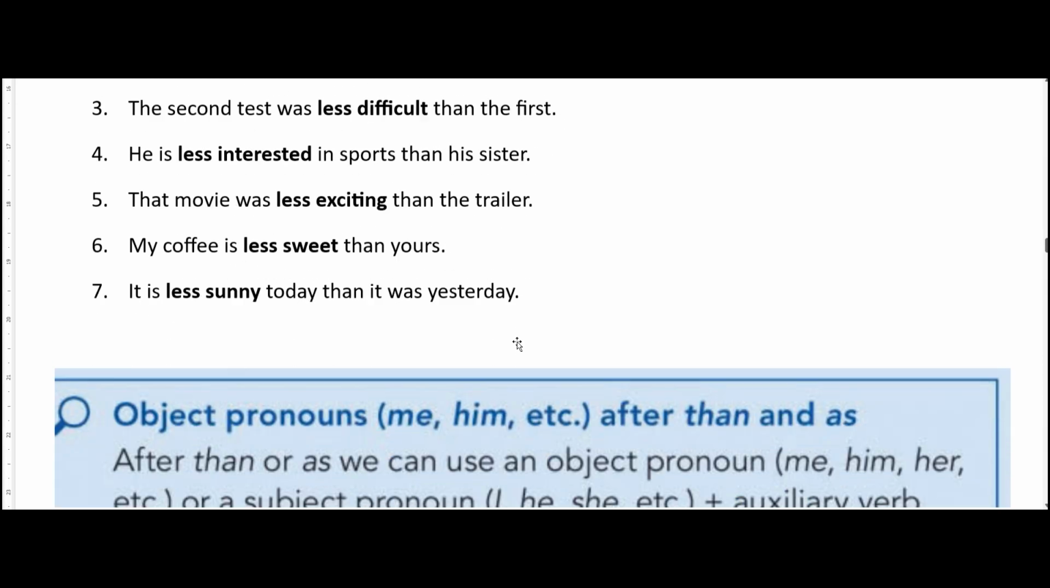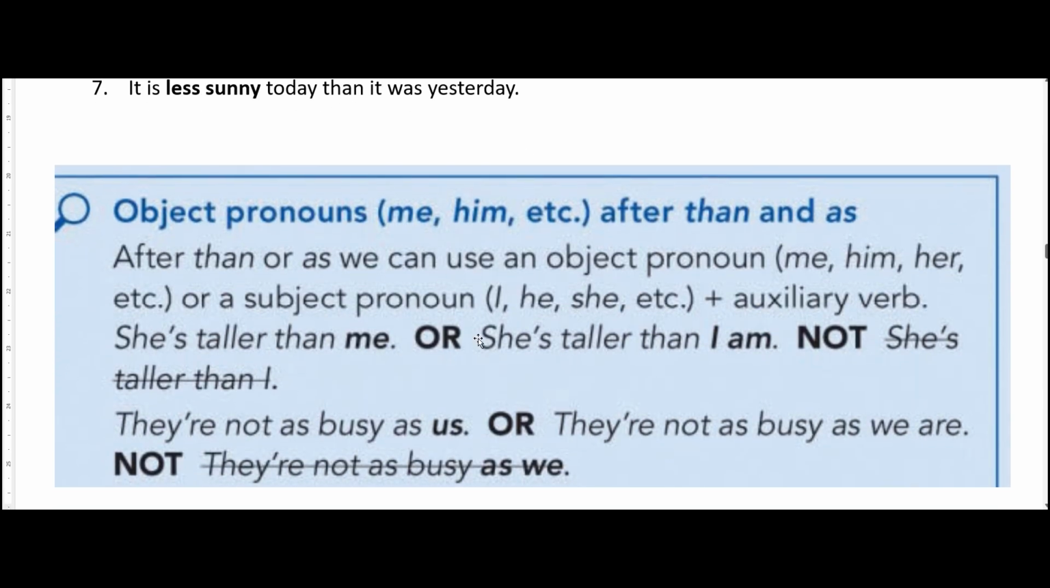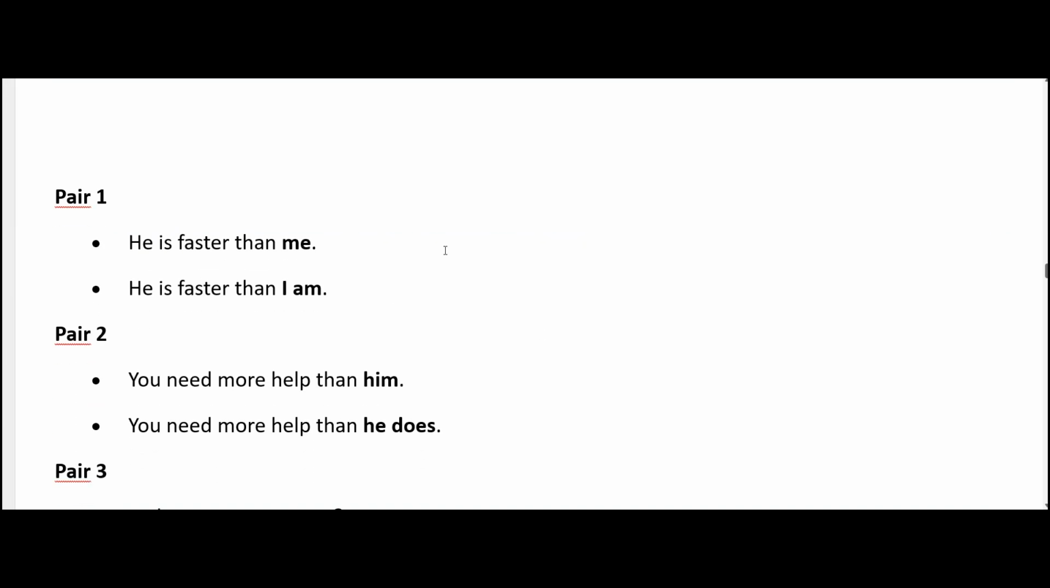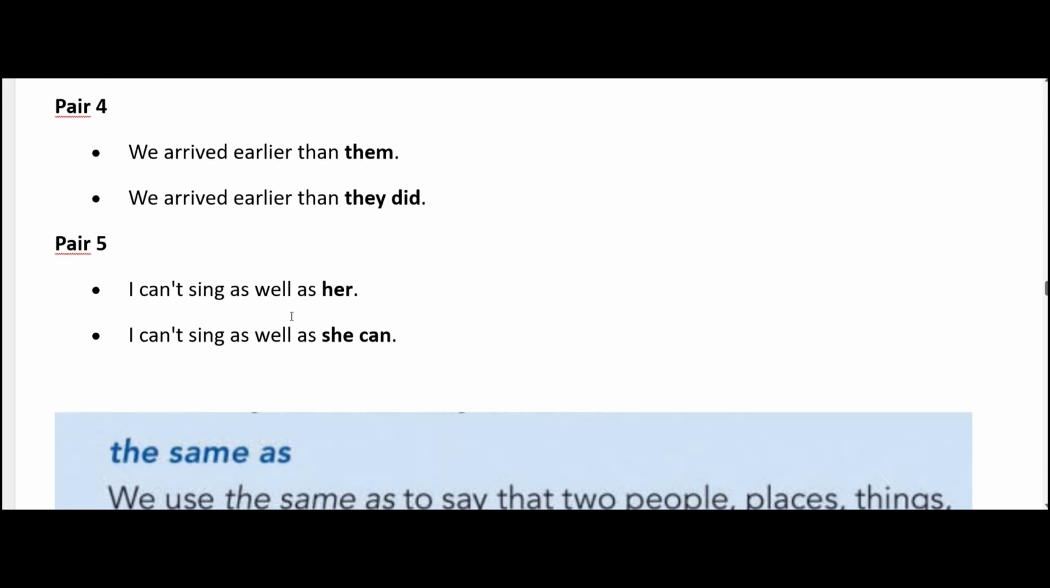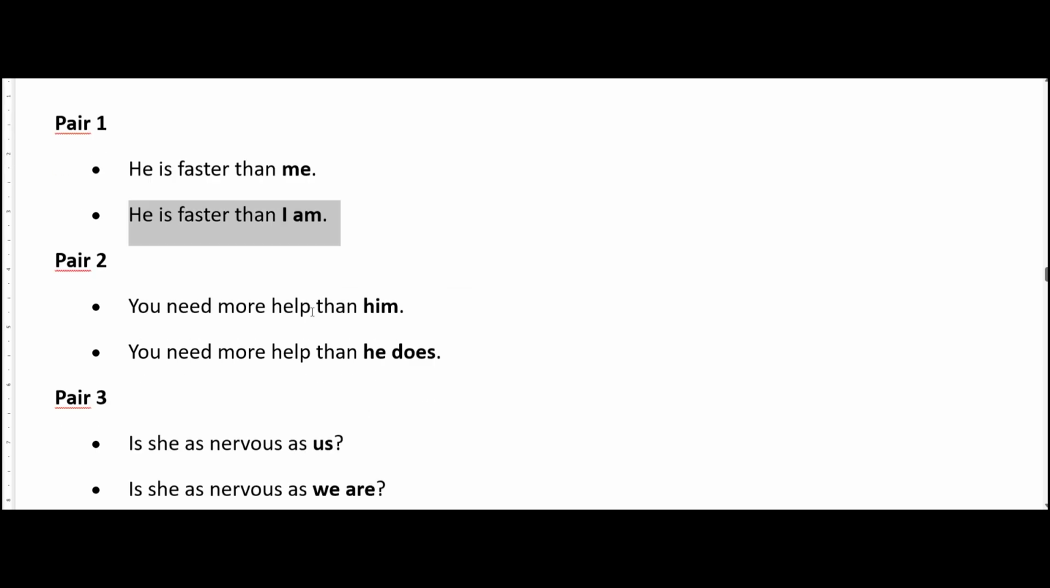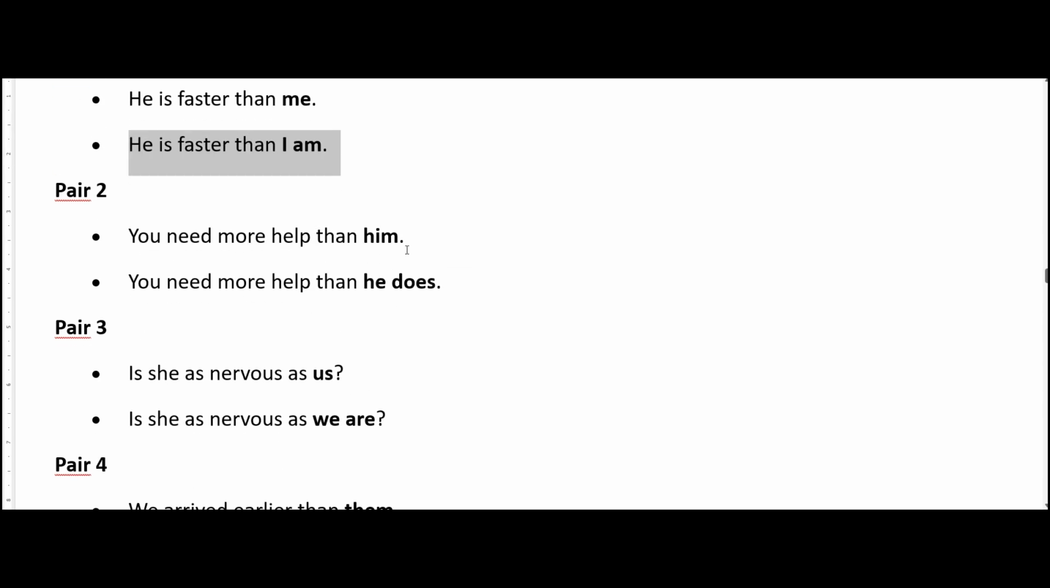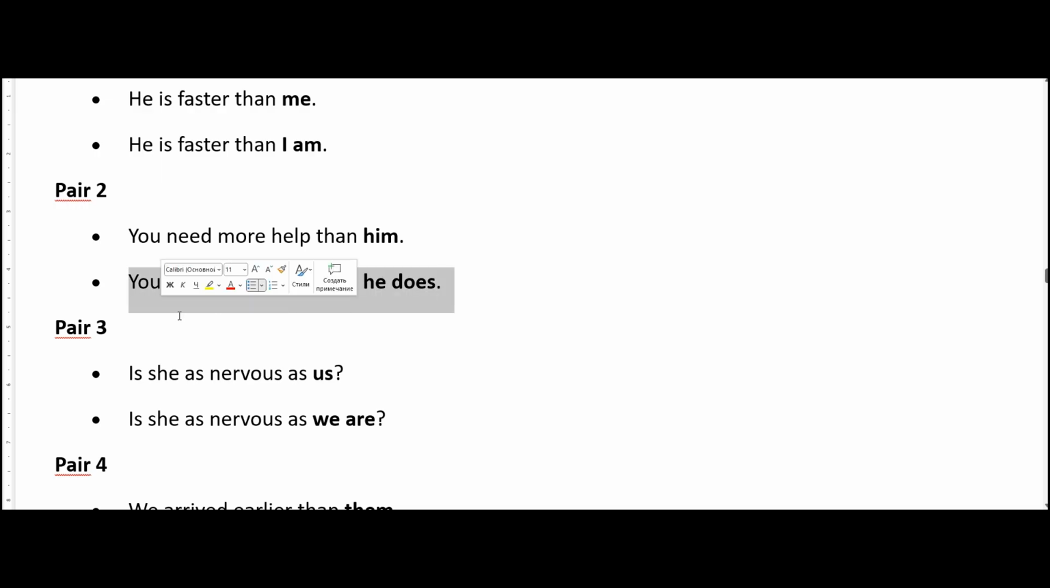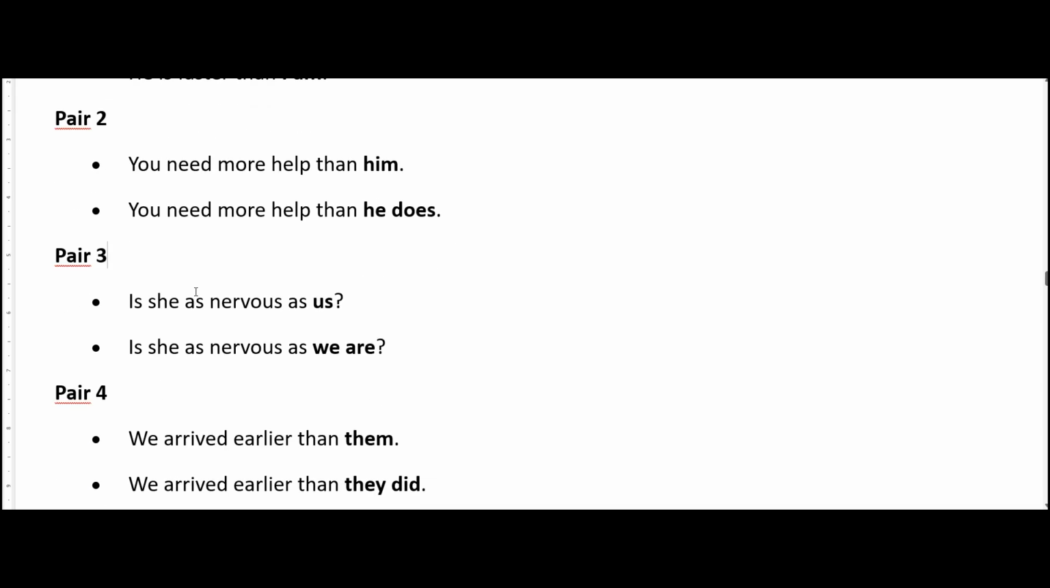And you see, as you remember, there was a rule like that about object pronouns, after than and so on. It is just more examples, like 5 pairs. You see, you can say he's faster than me, he's faster than I am. You need more help than him, you need more help than he does, because it's just present simple. You need, he does. Is she as nervous as us? Is she as nervous as we are?